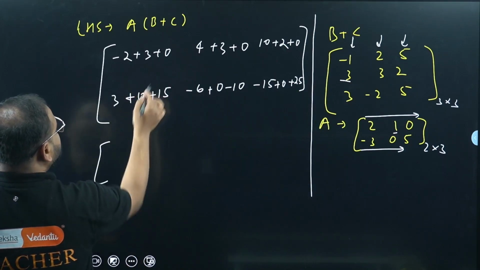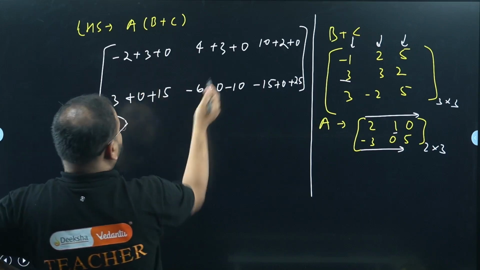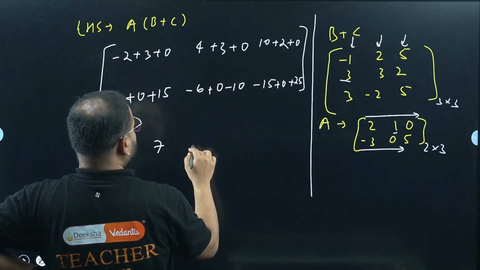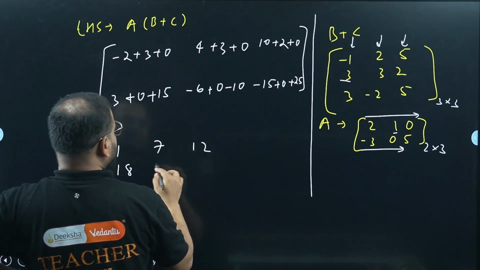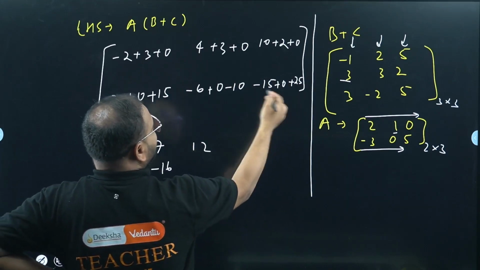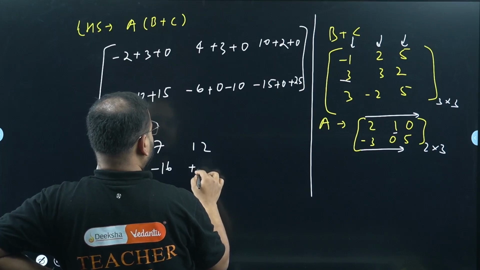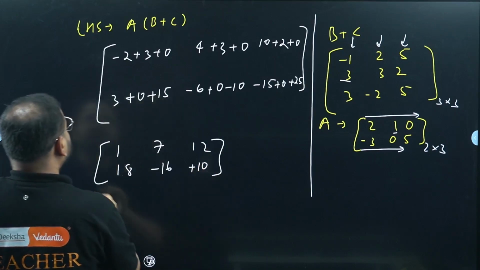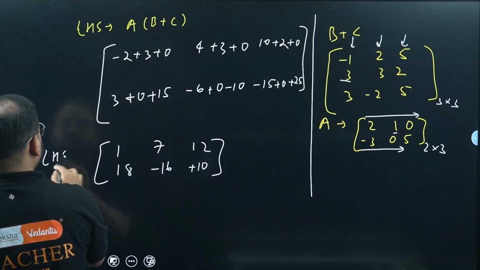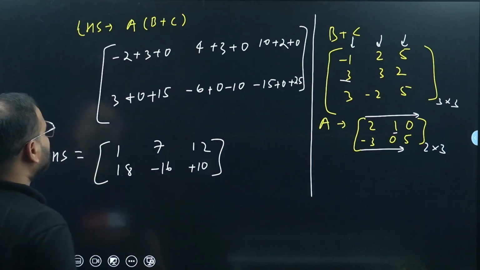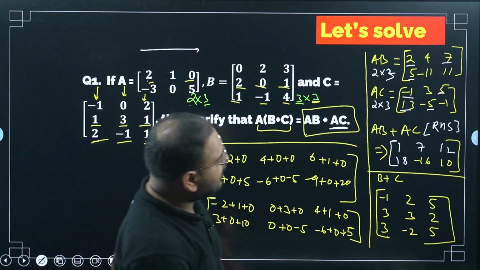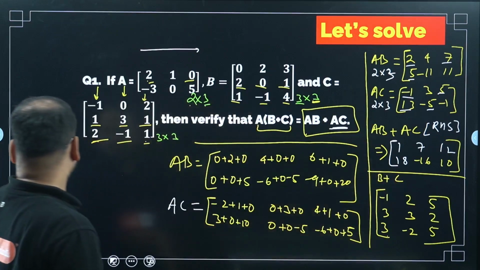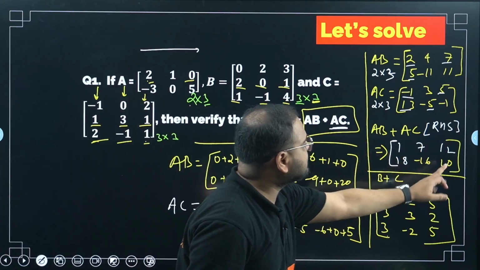Simplify it. This is 1, minus 2 plus 3 is 1, 4 plus 3 is 7, 10 plus 2 is 12, 15 plus 3 is 18, minus 6 minus 10 is minus 16, and 25 minus 15 is plus 10. Check. This is my LHS: 1, 7, 12, 18, minus 16, plus 10. Check here, 1, 7, 12, 18, minus 16, plus 10.